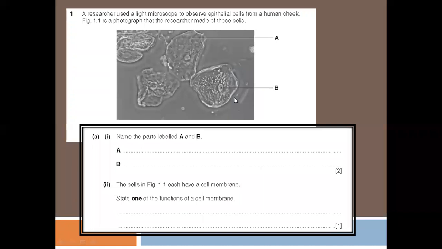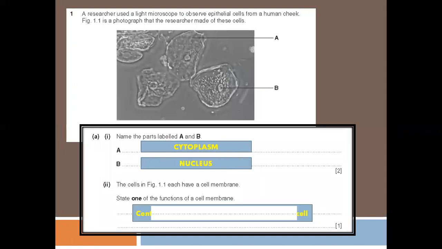Okay, so the first answer is cytoplasm. The second one is nucleus. And for the function of the cell membrane: control substance movement in and out of the cell. Other extras I already discussed with you. If you want to study the question, you can. All right, now let's move toward another question.